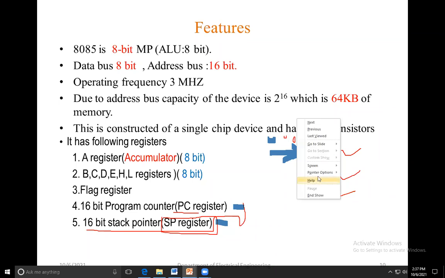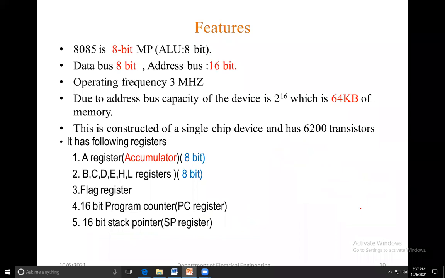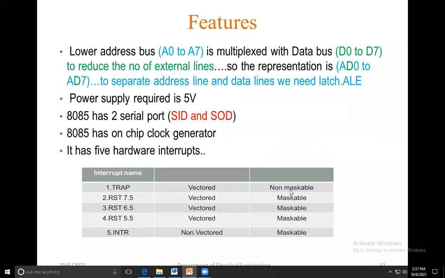How is it used? We will discuss it at the time of the interrupt. I will tell you how the stack pointer is used in the interrupt. So this is another feature. Just now we are discussing multiplexing.